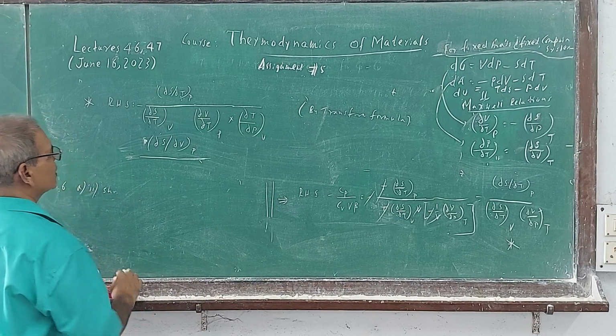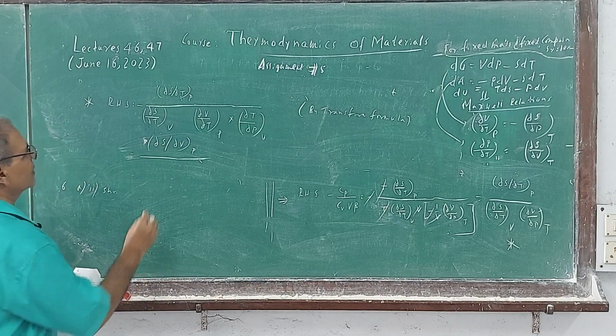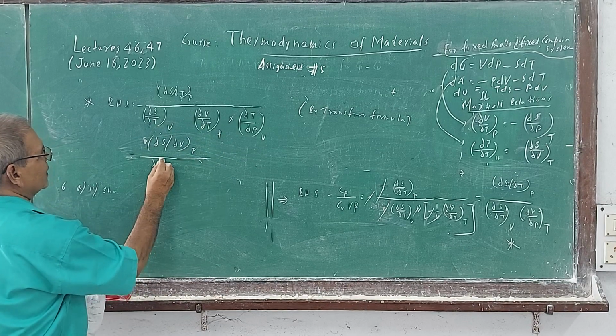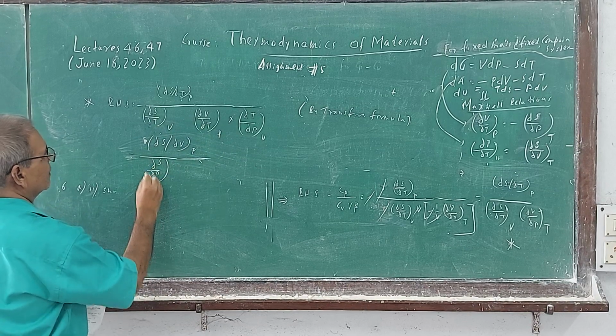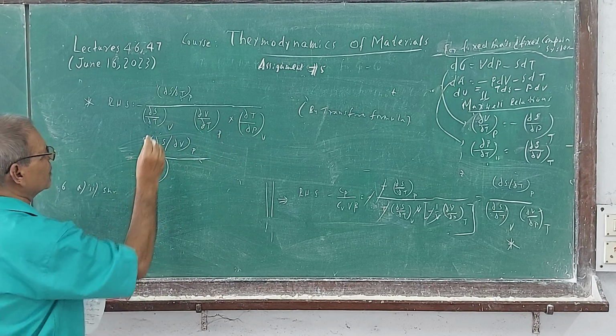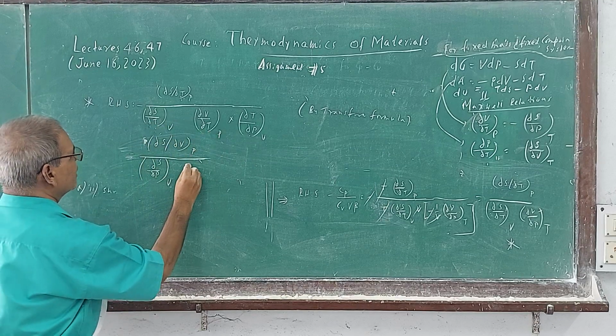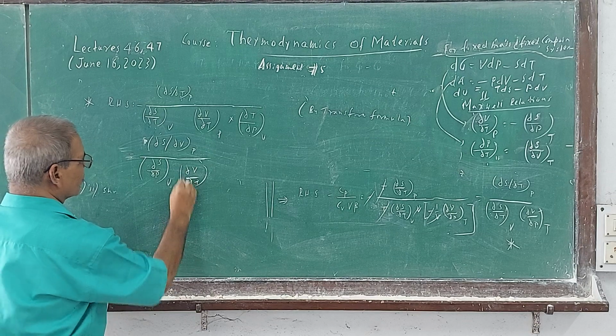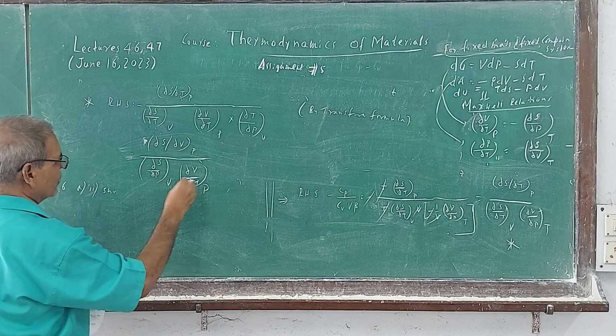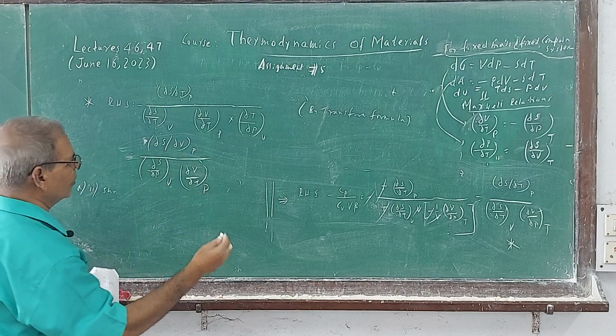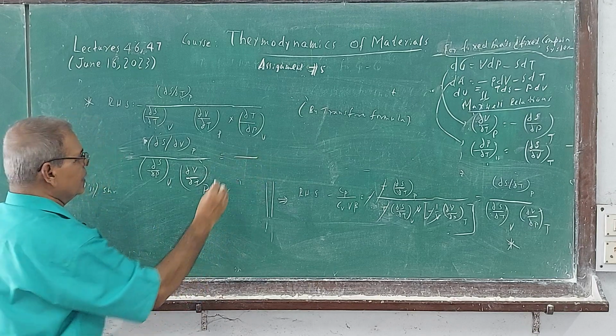Remove this. Del S by del V. What is this? This is constant. So del S by del P, like this. Whatever happens. Del S by del P at constant volume. What remains here? Del V by del T at constant pressure. Let it be so. Again, constant pressure. I don't know. Somewhere I have screwed up.